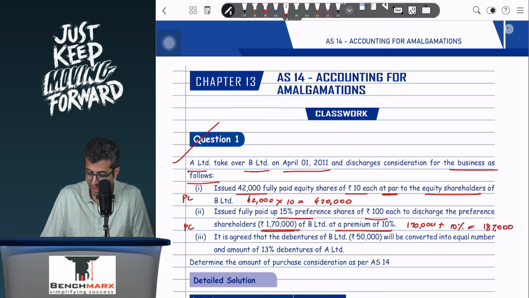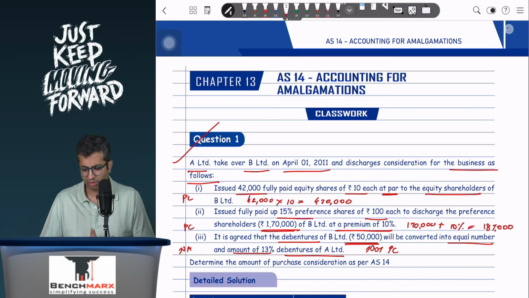And then it is agreed that the debenture holders of B will be converted into an equal number and amount of 13% debentures of A. Now this is a part of net assets. This is not a part of PC. So we will say for 50,000 worth of debentures, we are issuing 50,000 worth of our debentures. So we are agreeing to take over a liability worth 50,000. Determine the amount of purchase consideration as per AS 14.